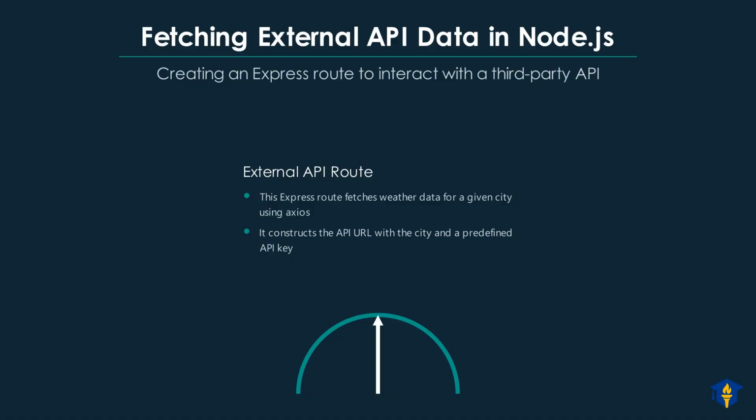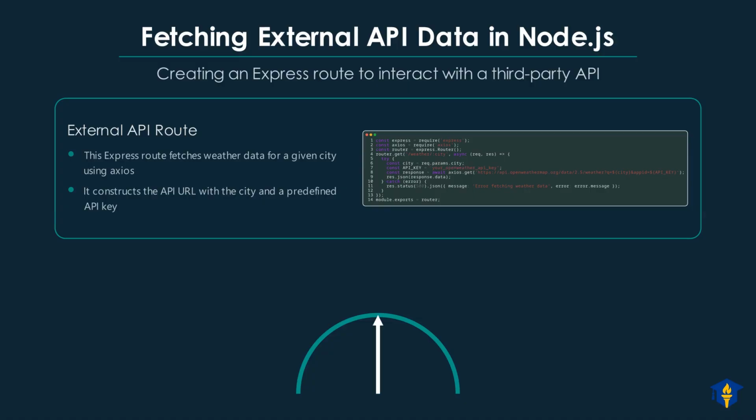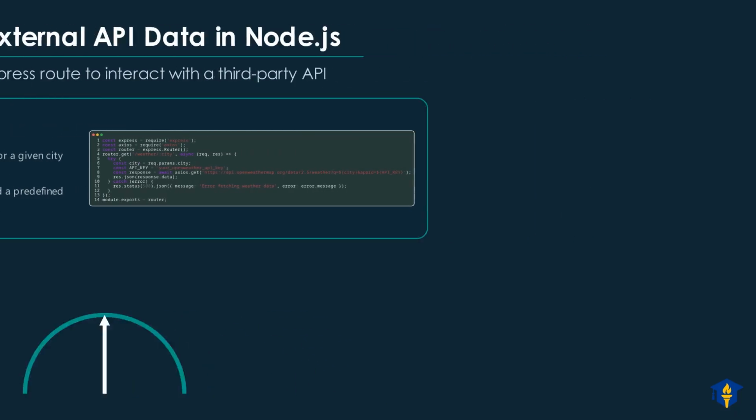This Express route fetches weather data for a given city using Axios. It constructs the API URL with the city and a predefined API key. This code defines an Express route that uses Axios to retrieve weather information for a specified city.